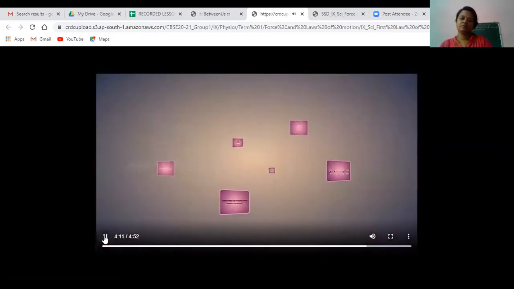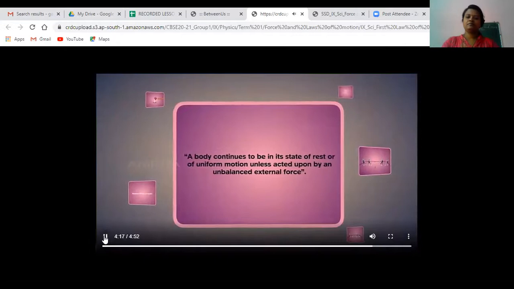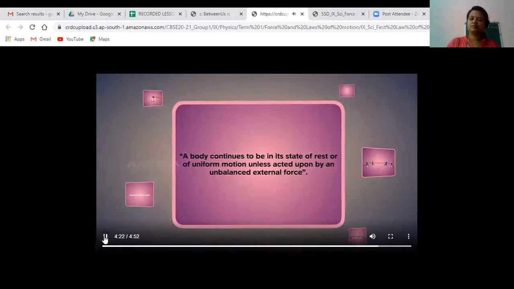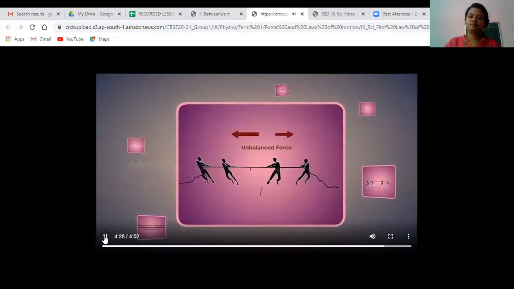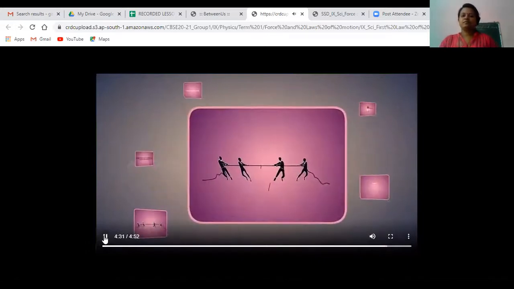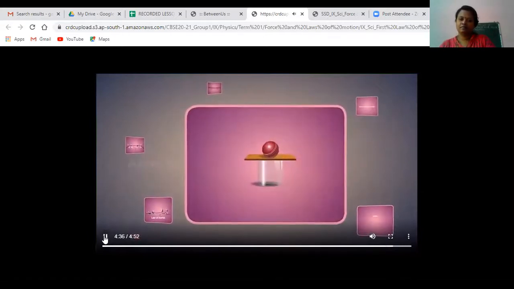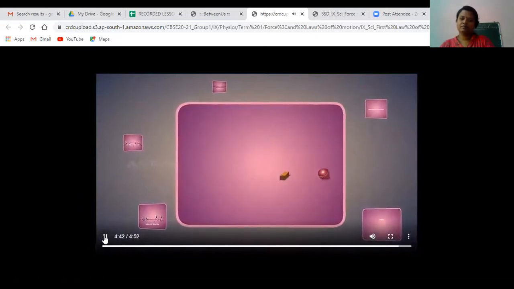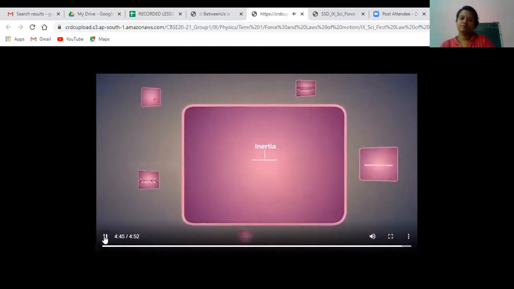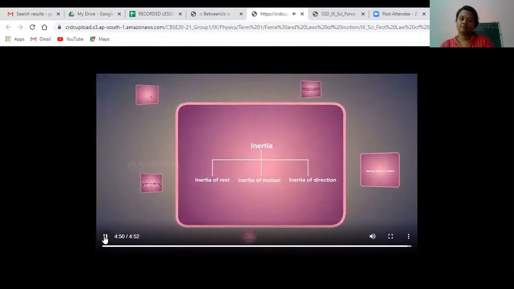Things to remember. Newton's first law of motion states that a body continues to be in its state of rest or of uniform motion unless acted upon by an unbalanced external force. Two unequal, oppositely exerted forces are called unbalanced forces. Newton's first law is also known as the law of inertia. The tendency of an object to continue its state of rest or of uniform motion in a straight line is called inertia. The three types of inertia are inertia of rest, inertia of motion, and inertia of direction.